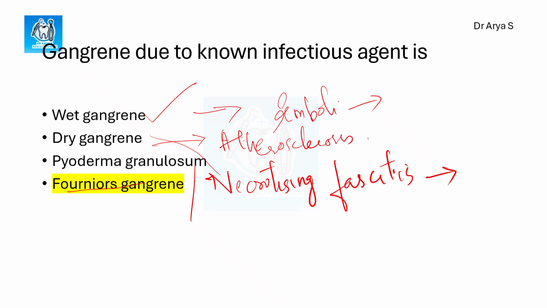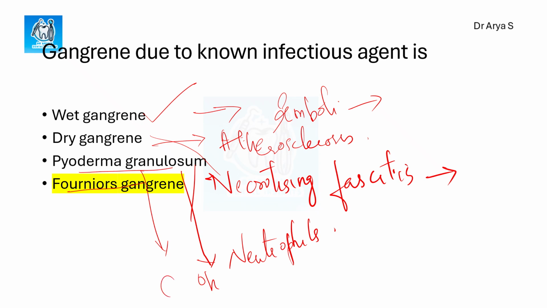And pyoderma gangrenosum is a chronic neutrophilic inflammatory disease due to impaired immune function of neutrophils. So pyoderma gangrenosum involves impaired function of neutrophils. Examples associated with it are Crohn's disease, arthritis, etc. Okay. So these are the various types of gangrene.